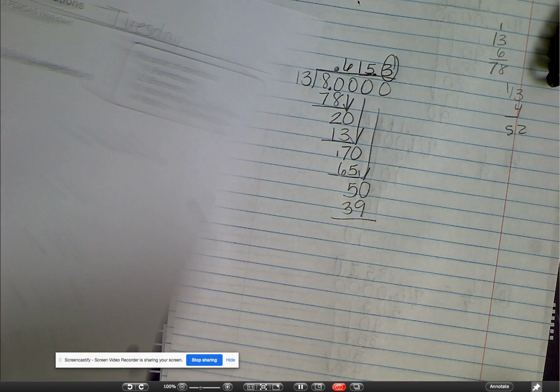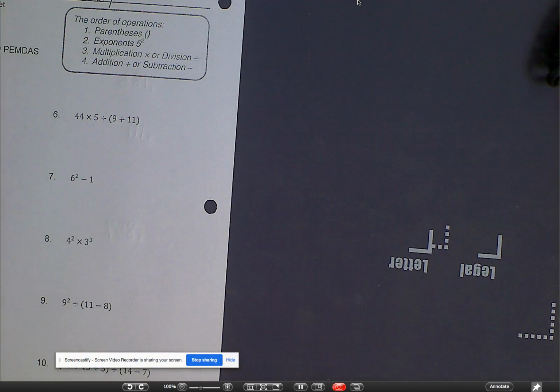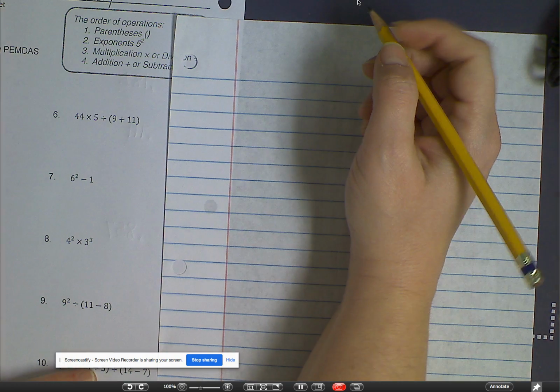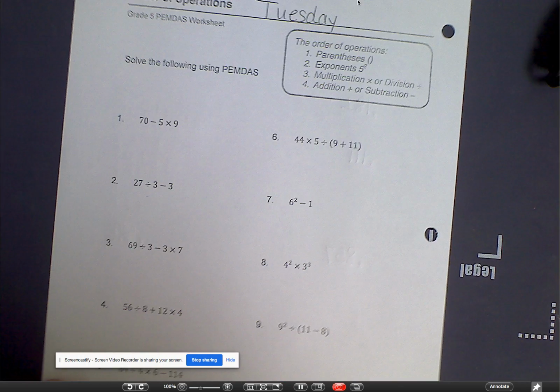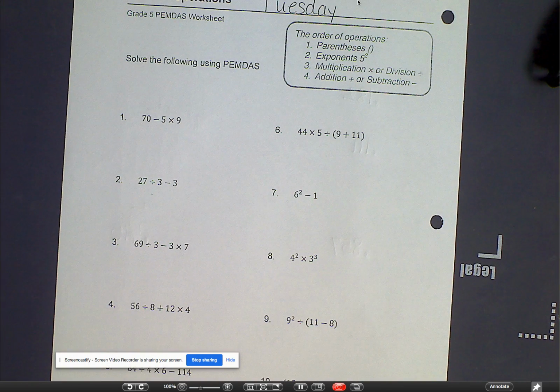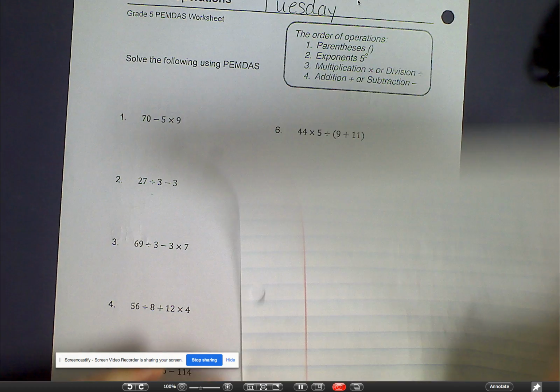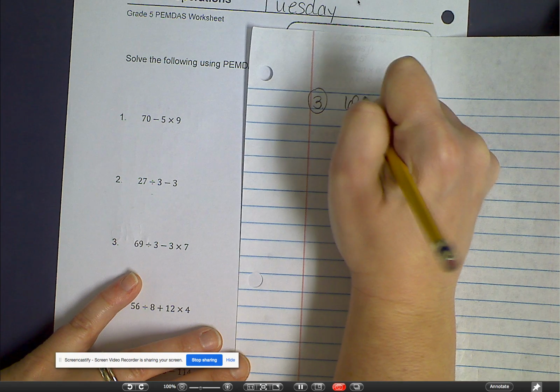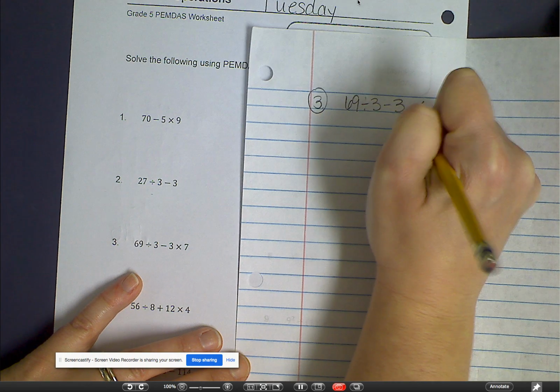We're going to turn it over, and we're going to do some order of operations, which is PEMDAS. I'm going to do a few of these with you. I think you guys get this, but we just need some extra practice just to keep that skill fresh. I'm not going to do number 1 with you because I think you got that. Let's do number 3. Number 3 is 69 divided by 3 minus 3 times 7.